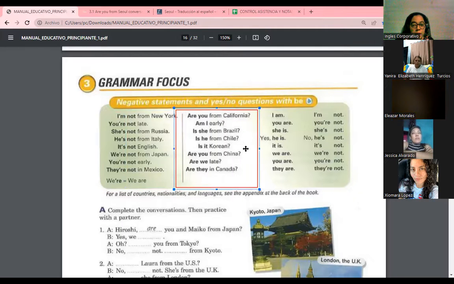Now, let's go to this part, that is the equation. For example, in this case, first you have to use the verb, and then you have to use the subject. For example, are you from California?